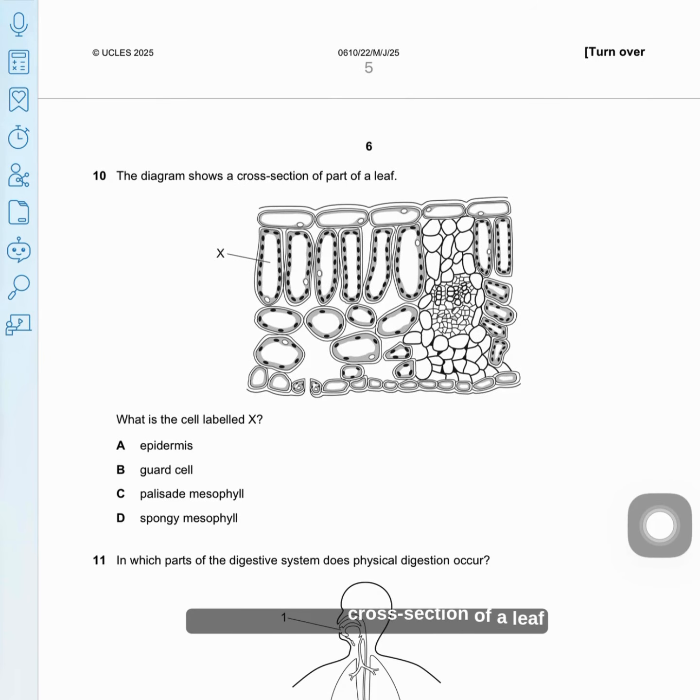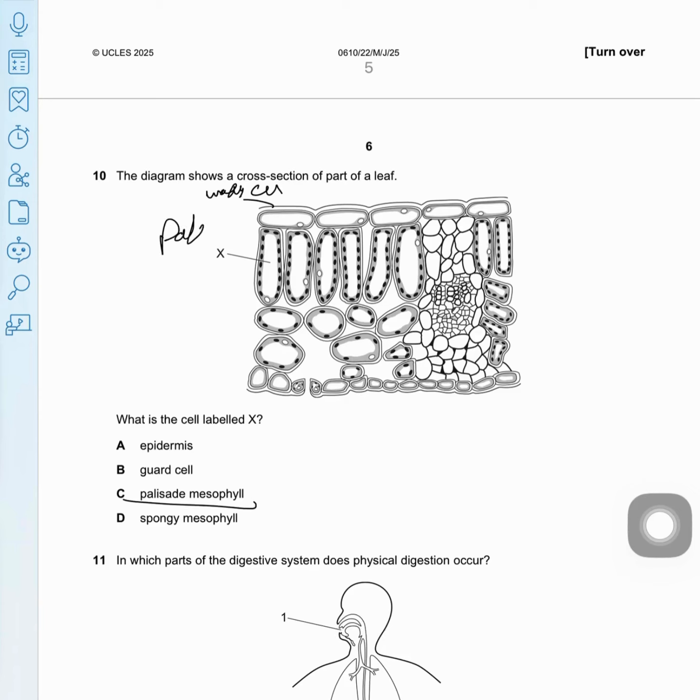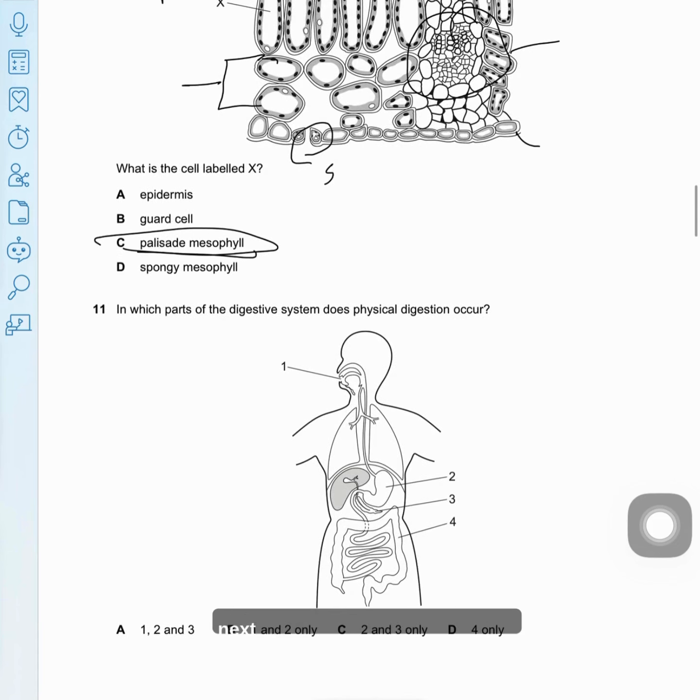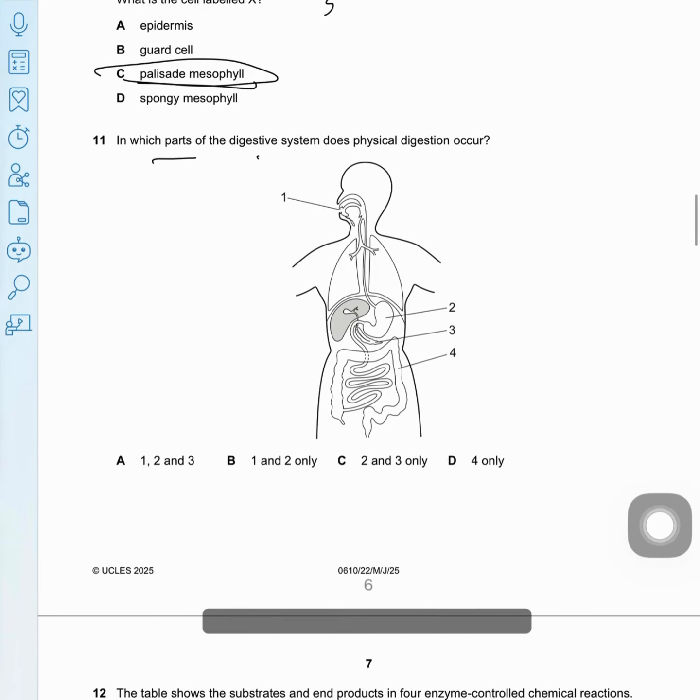Diagram shows a cross section of a leaf. What is this? Waxy cuticle, palisade mesophyll cells, spongy cells or spongy layer if you're going to talk about it at all, lower epidermis, upper epidermis, stomata, vascular bundle. So what is labeled X? Yes, palisade mesophyll.